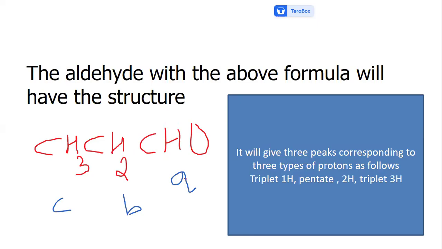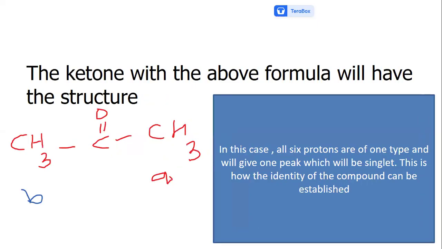It will give 3 peaks corresponding to the 3 types of protons as follows: triplet 1 hydrogen, pentet 2 hydrogen, triplet 3 hydrogen. The ketone with the above formula will have the structure CH3COCH3. In this case, all 6 protons are of one type and will give one peak, which will be a singlet. This is how the identity of the compound can be established.